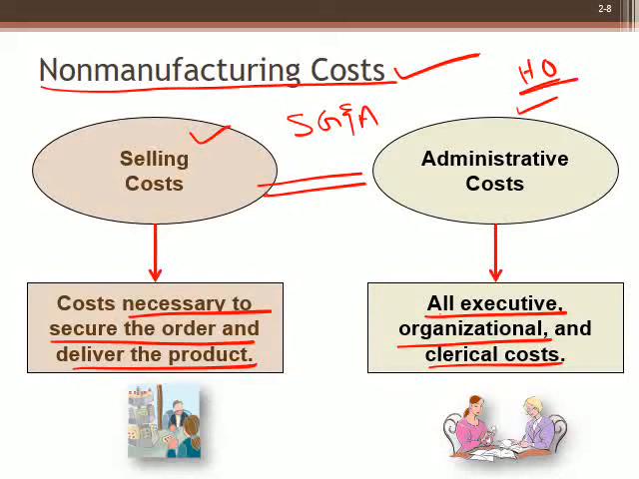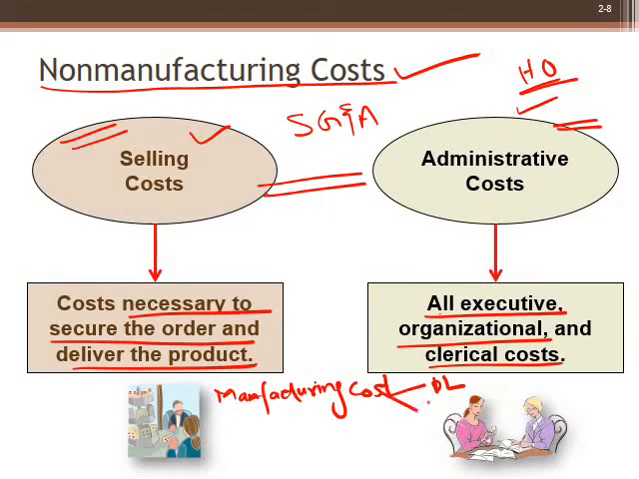So now we have 5 categories. 2 belong to non-manufacturing cost, which are selling and administrative cost, and 3 belong to manufacturing cost. So let me write it here. The manufacturing cost categories are direct material, direct labor, and manufacturing overhead.